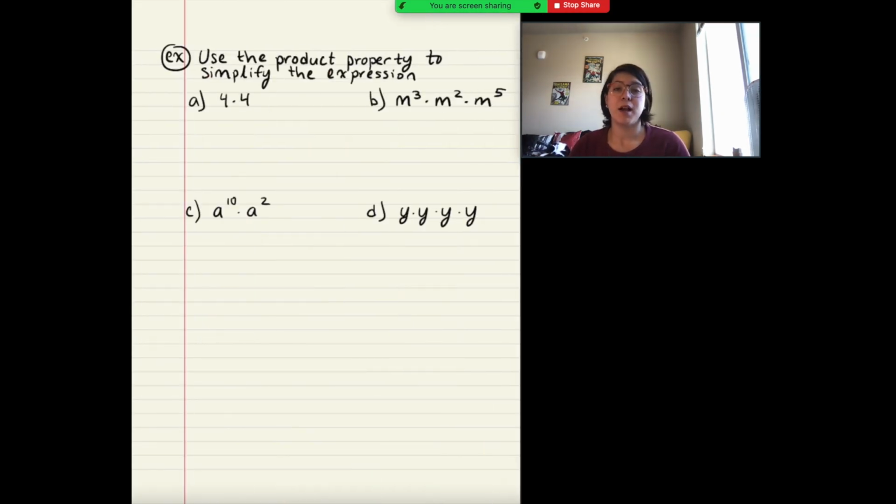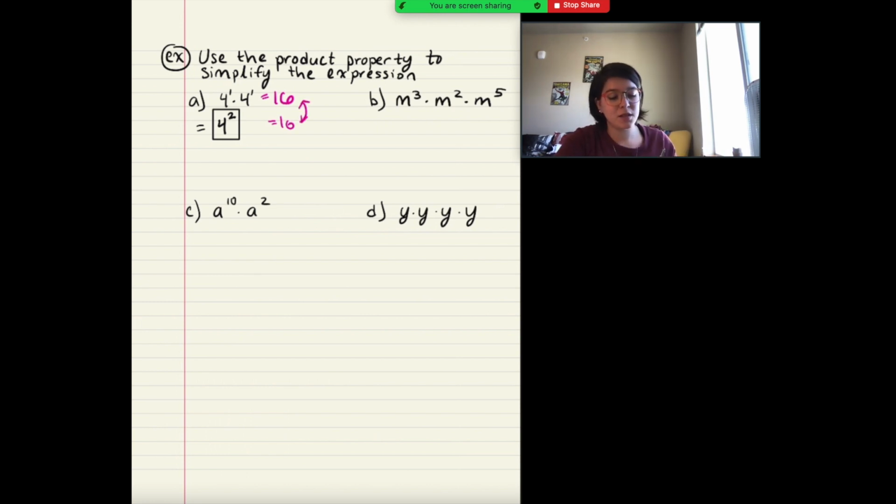So for the first example, we're asked to use the product property to simplify the expression. So the product property tells us that if we're multiplying two things with the same base, we add their exponents. When we have 4, this technically implies that we have a 1 in the exponent for both of them. So if we're multiplying 4 times 4, that means we have to add their exponents. So 1 plus 1 would be 2. So this would be 4 squared. And that should make some sense, because we know that 4 times 4 is just 16. But we also know that 4 squared is 16. So it makes sense that we get 4 squared.